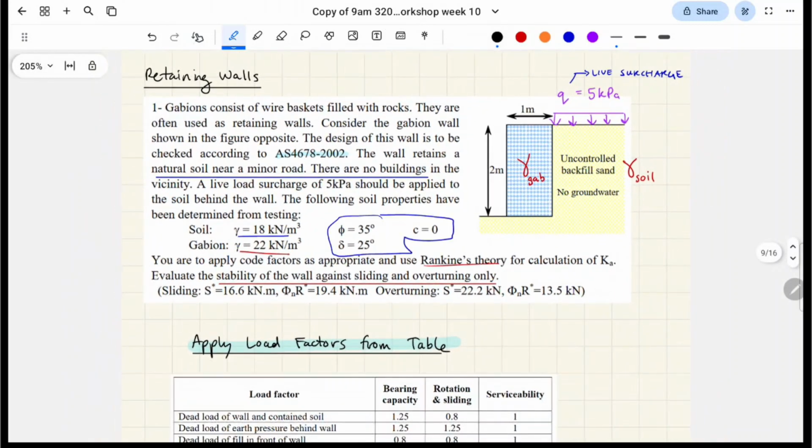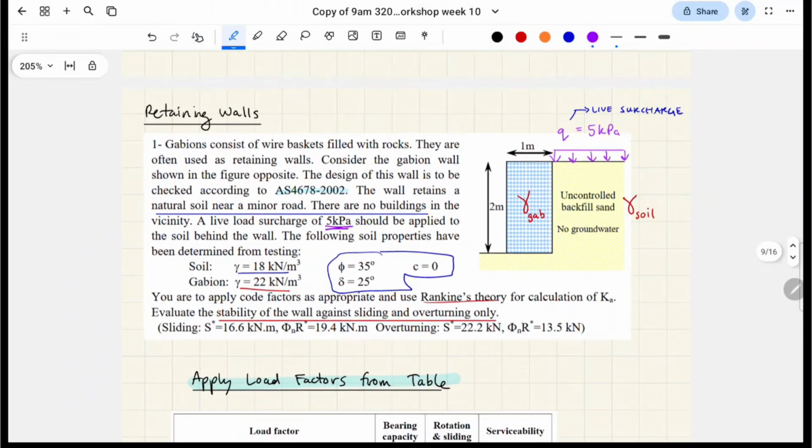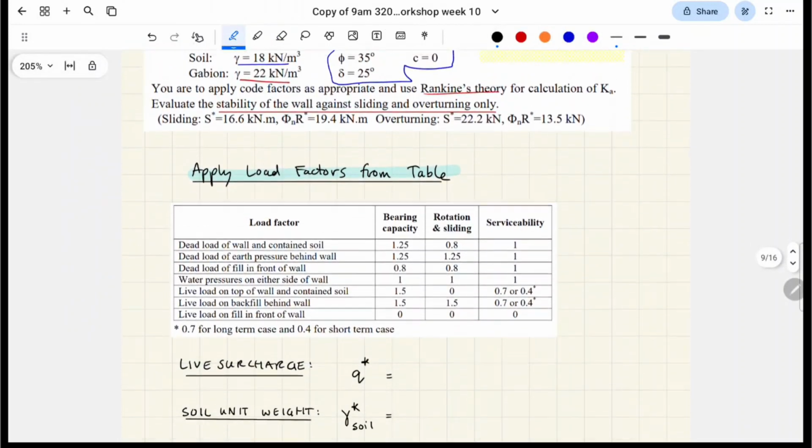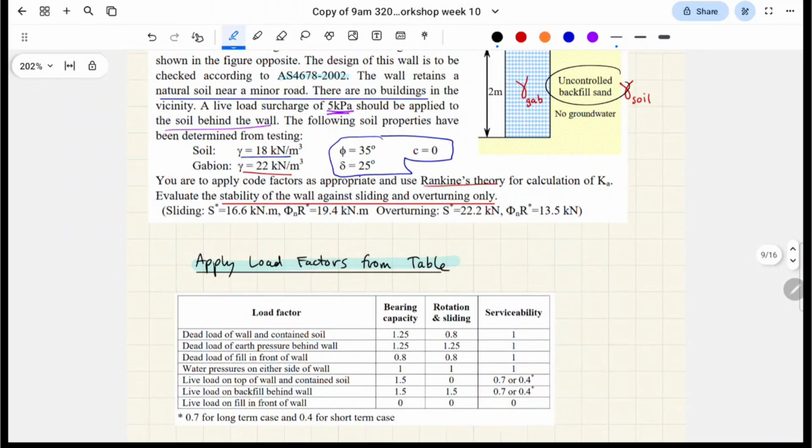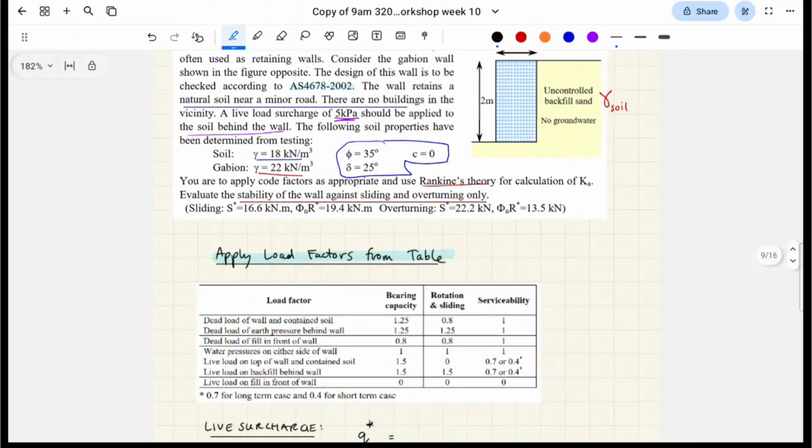Alright, so, one more thing I missed, sorry. A live surcharge of 5 kPa is applied to the soil behind the wall, yeah? So I've just drawn it on the diagram, but in the original diagram that wasn't there, so you're going to have to read the question carefully. And it's uncontrolled backfill as well. That's kind of important information for the factors as well. So I'm going to be scrolling. If anyone needs my notes, the QR code, all that stuff, yeah, just let me know.